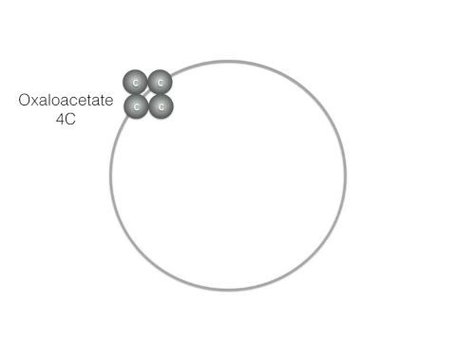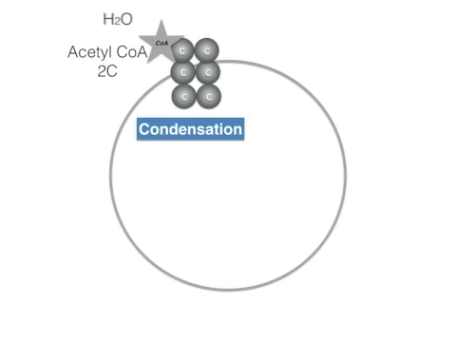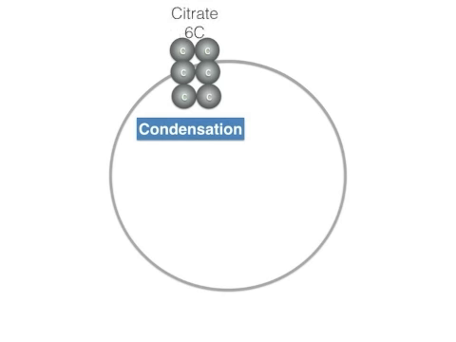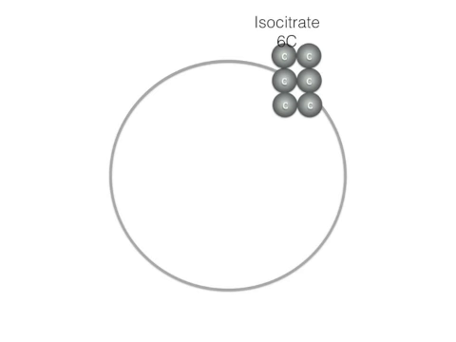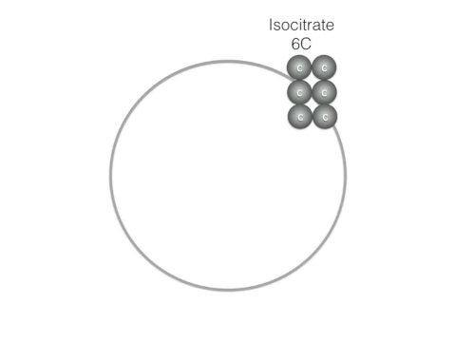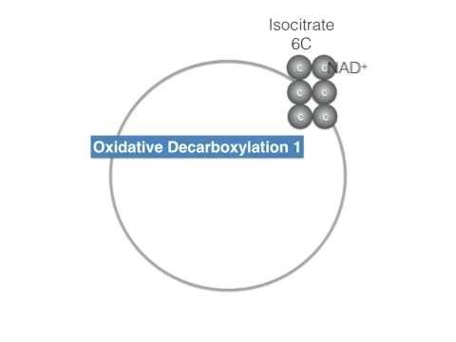And so oxaloacetate is going to combine with 2 carbons from acetyl-CoA. This is going to occur through a condensation reaction, which produces the 6-carbon molecule citrate. Then citrate is going to undergo an isomerization. Water is going to leave, and then water is going to come back again to form isocitrate. And again, this is an isomerization reaction that involves a dehydration and rehydration. The next thing that's going to happen is the first oxidative decarboxylation to produce alpha-ketoglutarate.